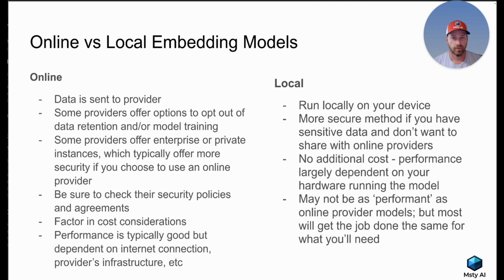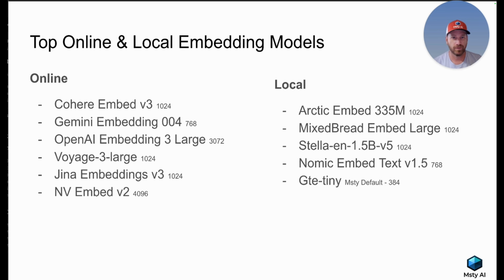All right, let's look at some examples of some of the top online and local embedding models that are around today. If you're considering online, Cohere Embed version 3, Gemini Embedding 004, OpenAI Embedding 3 Large, these are good online embedding models for your consideration. You'll notice these numbers next to the embedding models. These are the default dimensions that are supported for that model. So dimensions are going to be very important, and we're going to cover that a little more in the following slides, but just adding the dimensions here for reference.